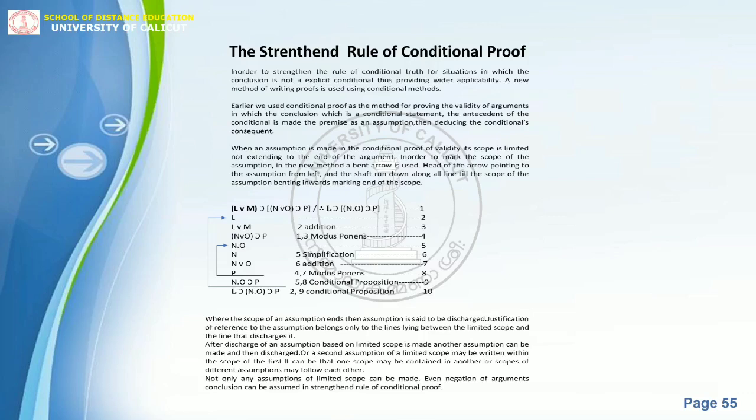In order to strengthen the rule of conditional proof for situations in which the conclusion is not explicitly conditional, thus providing wider applicability, a new method of writing proofs is used using conditional methods. Earlier we used conditional proof as a method for proving the validity of arguments in which the conclusion is a conditional statement: the antecedent of the conditional is made a premise as an assumption, then deriving the conditional's consequent.